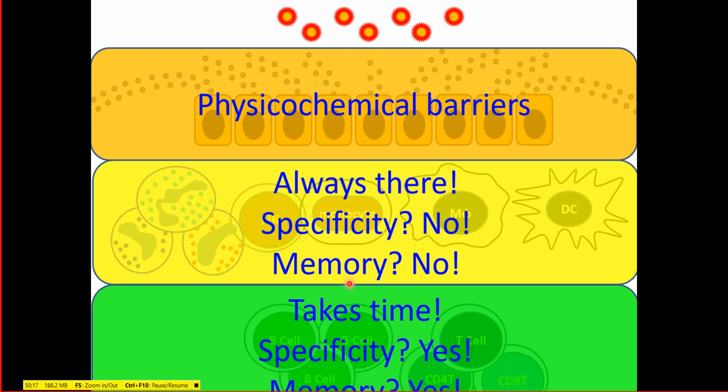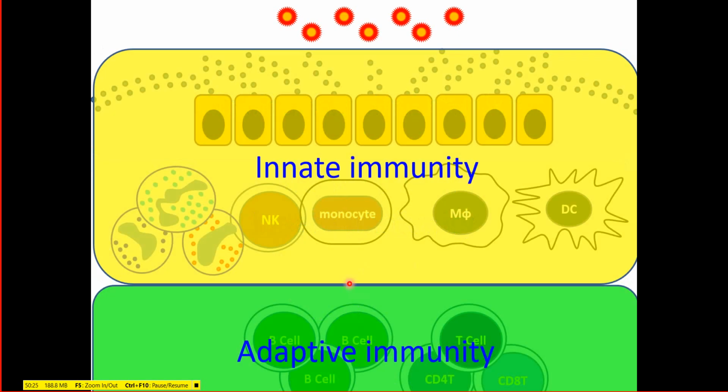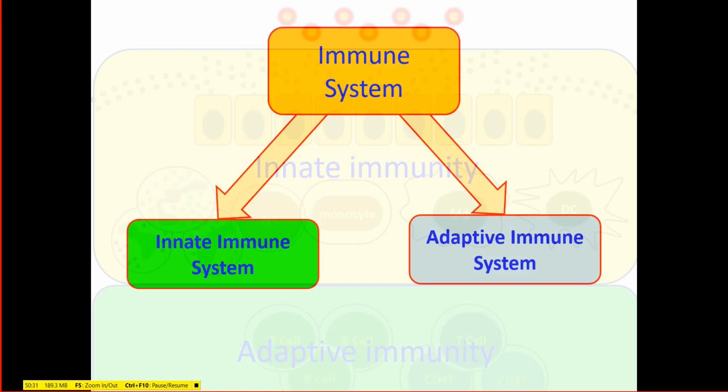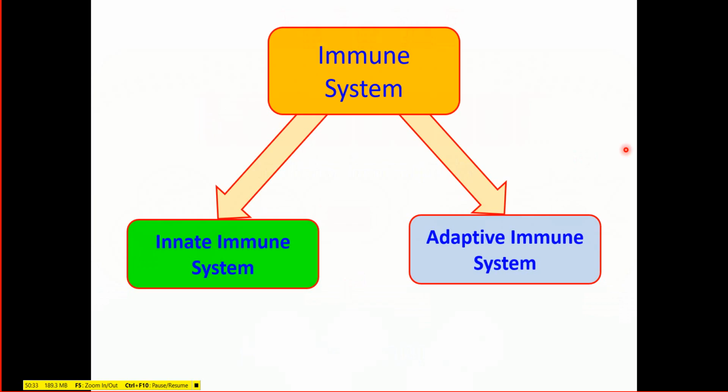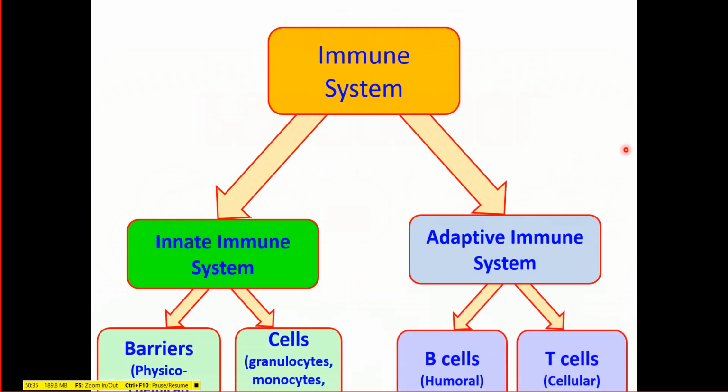And it doesn't keep a memory. If I have a bacterium today, it will act as if it has seen it for the first time. So the innate immune system has two parts: physical and chemical barriers as well as phagocytes. And they came up with this. This is a model of the immune system. We will use it very often in this course and subsequent courses.